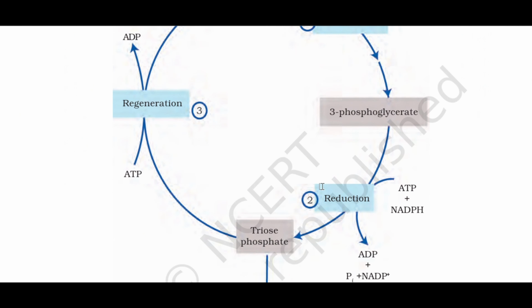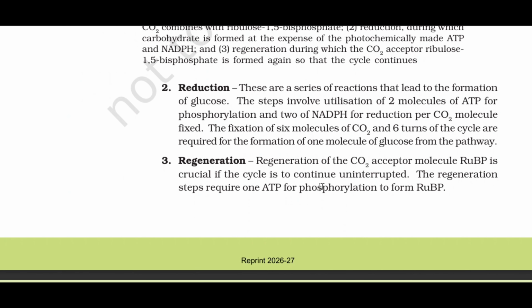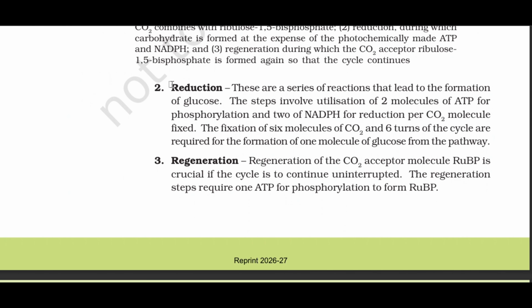2. Reduction. These are a series of reactions that lead to the formation of glucose. The steps involve utilization of 2 molecules of ATP for phosphorylation and 2 of NADPH for reduction per CO2 molecule fixed. The fixation of 6 molecules of CO2 and 6 turns of the cycle are required for the formation of 1 molecule of glucose from the pathway.